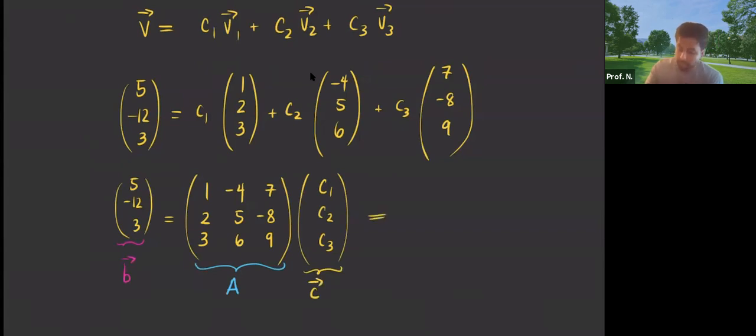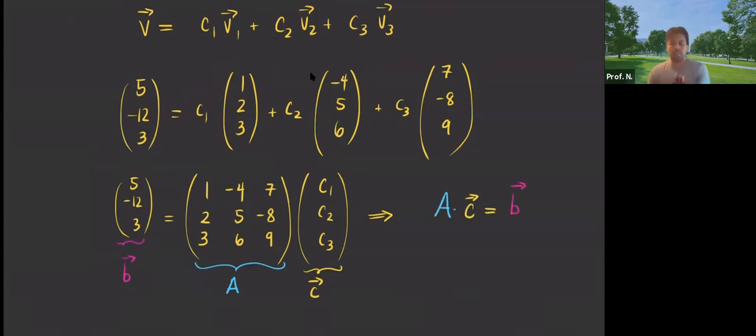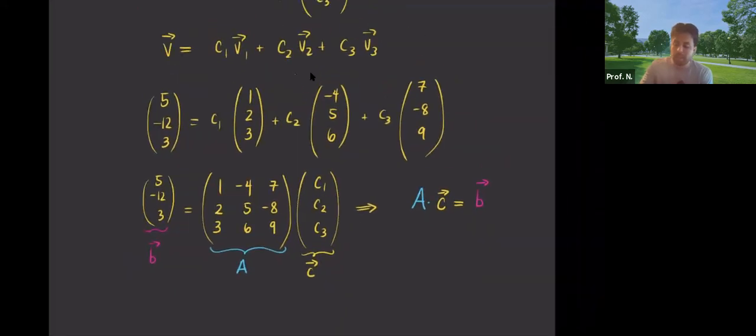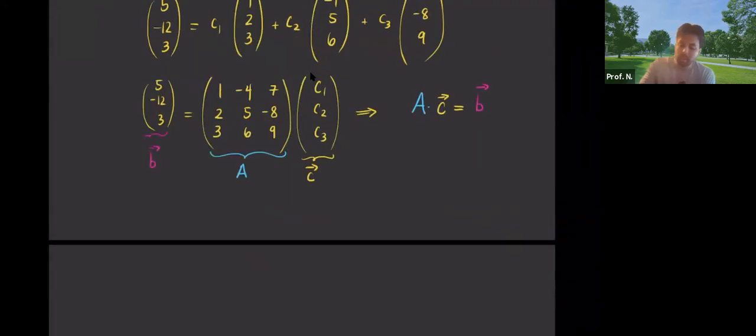So I have A multiplied by C equals this B vector, right? I have a matrix equation. Essentially the problem becomes finding the solution to this matrix equation, which means C, the column vector I'm looking for, is the inverse of A multiplied by B.